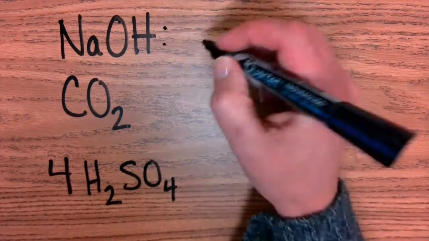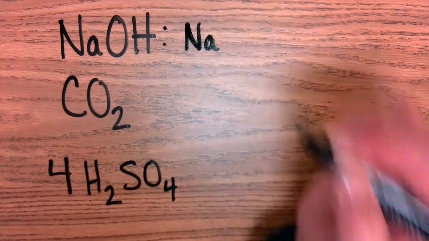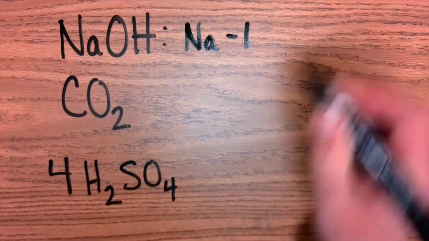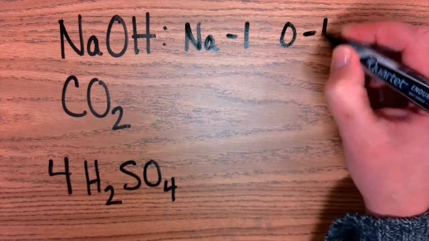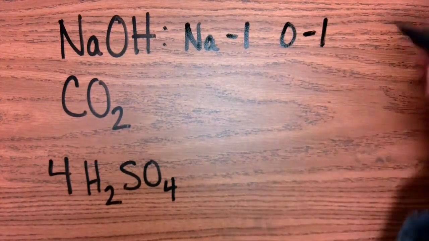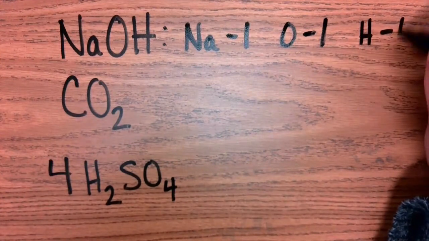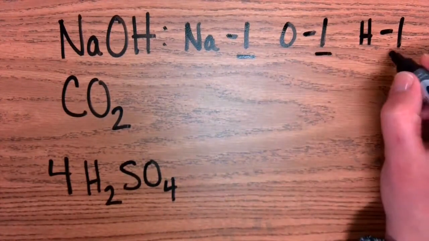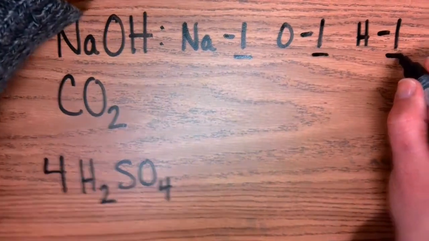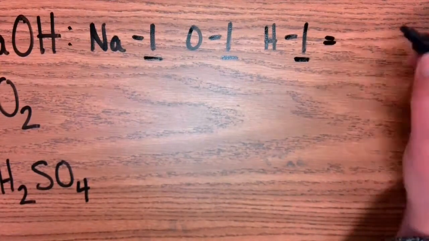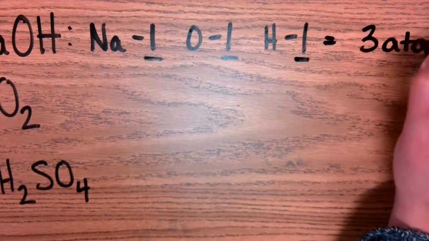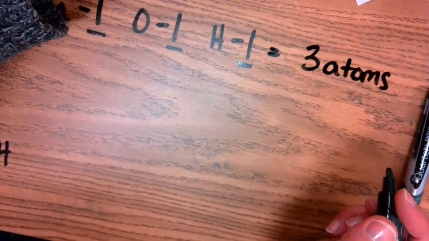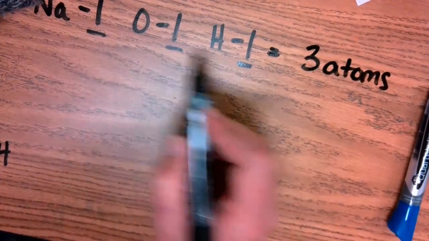So in this particular case for sodium, for my Na, I have 1. My oxygens, I have 1. And my hydrogens, there is only 1. If I have 1 sodium, 1 oxygen, and 1 hydrogen, I have a total of 3 atoms in this one example. 1, 1, and 1.